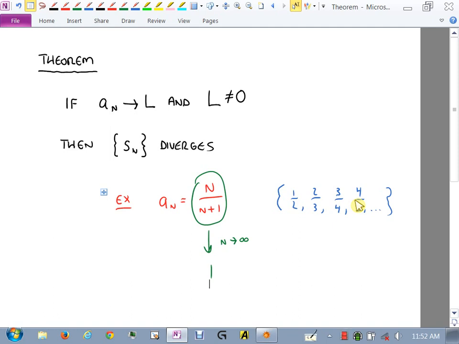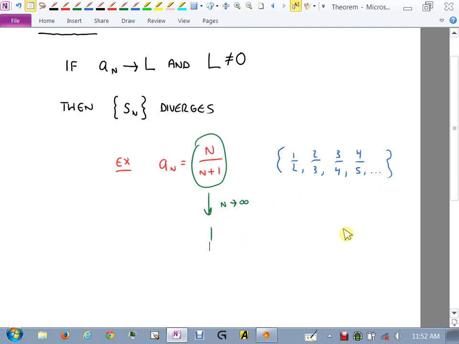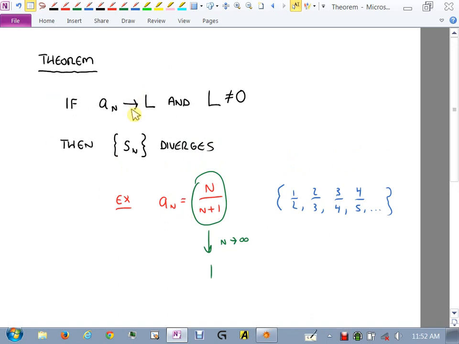But I'm not going to prove the theorem. Okay, that's a nice theorem. However, let's be careful with this theorem. What it says is that if this limit is not 0, then it diverges. Does the theorem say that if the limit is 0, it converges? No. But that's not the case.